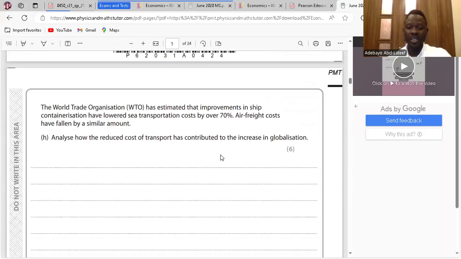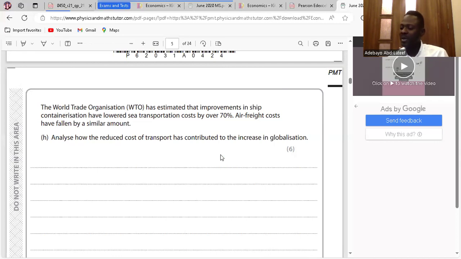Analyze how the reduced cost of transport has contributed to the increase in globalization. So I start. The movement of goods and services around the world is mostly done through container ships, based on the case study, or cargo, especially over long distances. The reduction in cost of transporting goods was a result of large cargo ships, which can transport large amounts of goods at the same time. This will bring about economies of scale. Now they can transport large quantities, reducing their cost. They are able to spread the cost over the large quantities of goods that they are transporting. Clear? This encourages further importation and exportation. That's how I finish up with that.